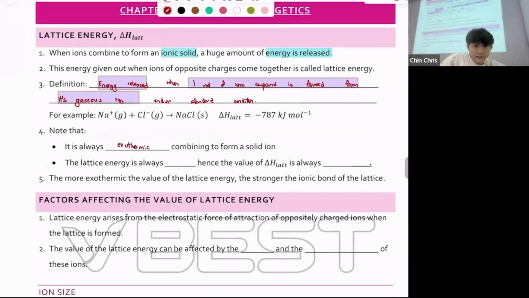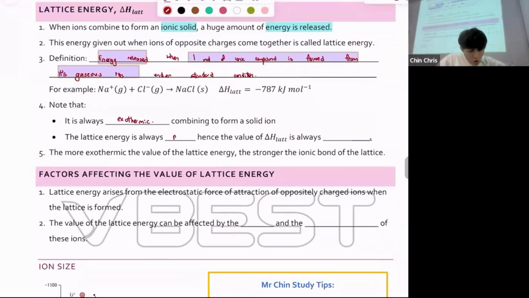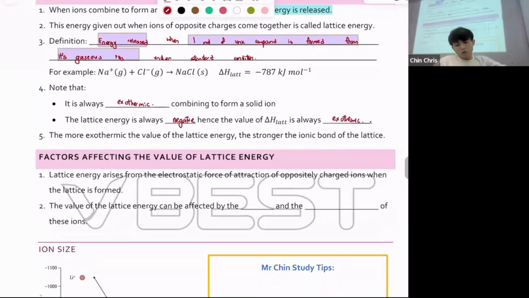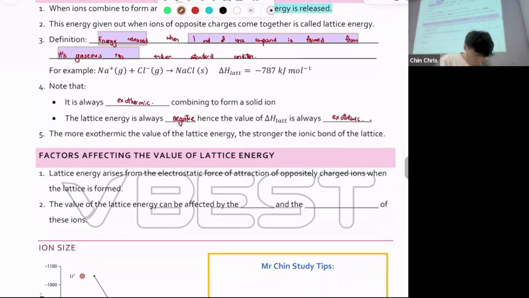I remember that. Okay, and lattice energy is always negative because the value of delta H is always exothermic. Okay, so highlight the word: the more exothermic the value is, the stronger the ionic compound.